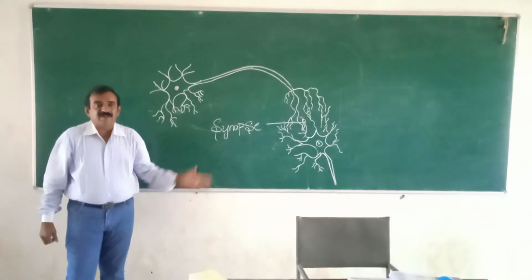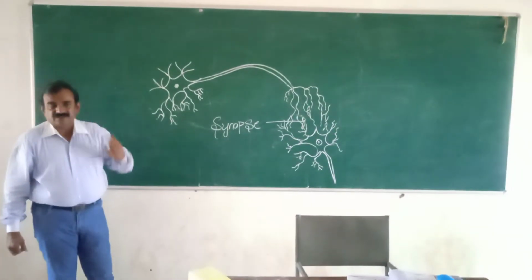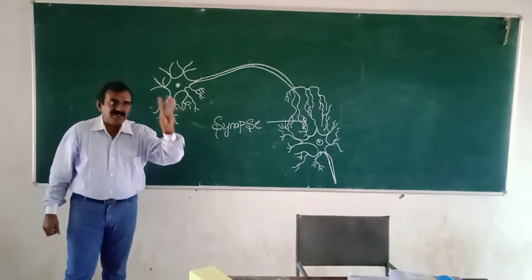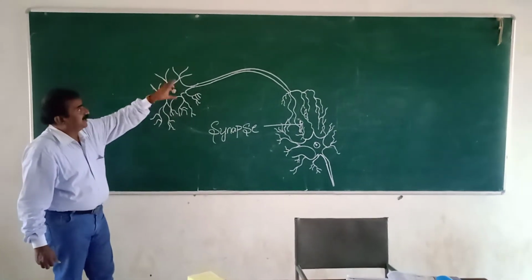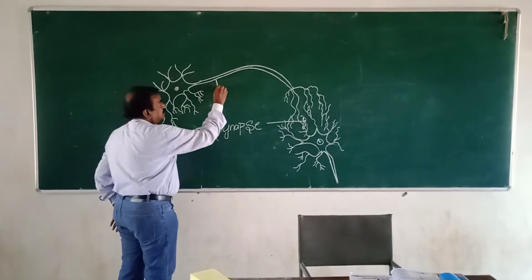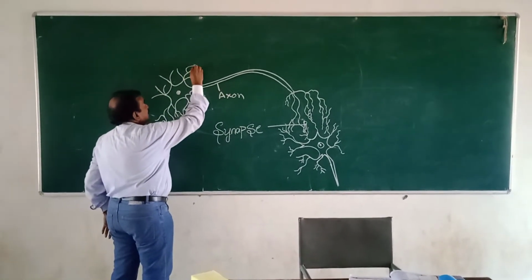Synapse. Come on, tell me, what is this? Synapse. You know the structure of a nerve cell. So a nerve cell consists of how many main parts? Three main parts. So this is the cell body, dendrite, axon. This is called the axon. Listen carefully, all of you. And these are what? Dendrites.